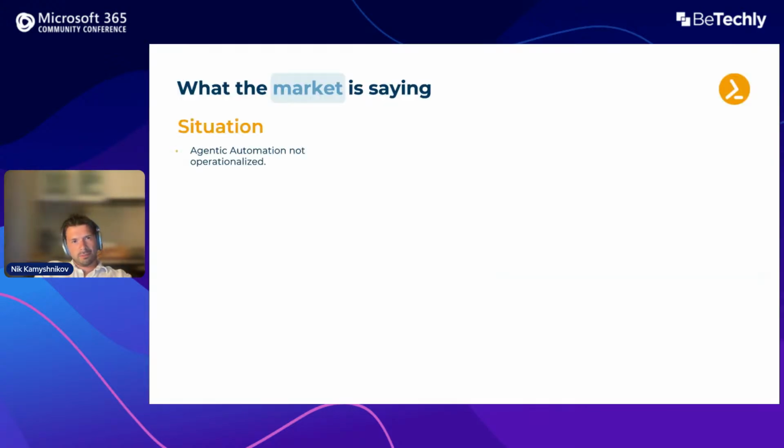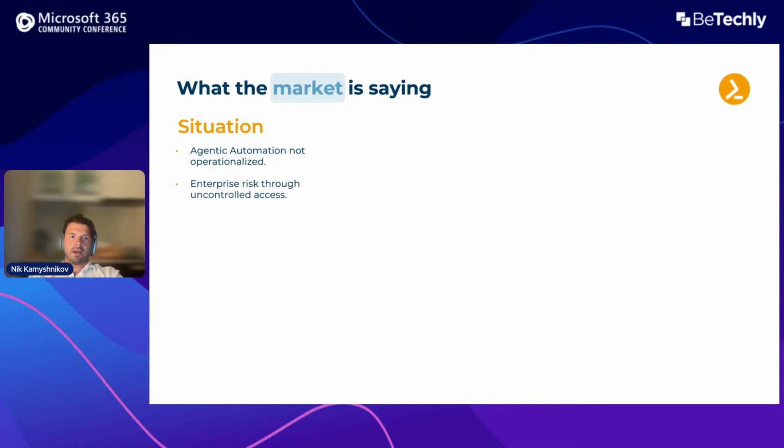So, how we do that: we look at the market and tell you what we see on the market when it comes to scripting. So first of all, agentic automation is not operationalized, right? I started here with Microsoft automation. Agentic automation is a big trend, and whenever we're talking about agentic automation, it's not operationalized. Also, when it comes to scripts, right?